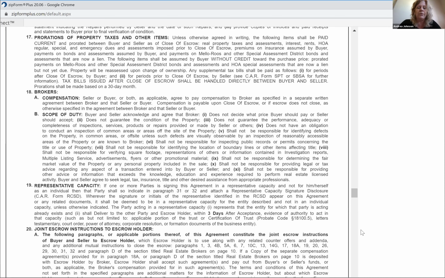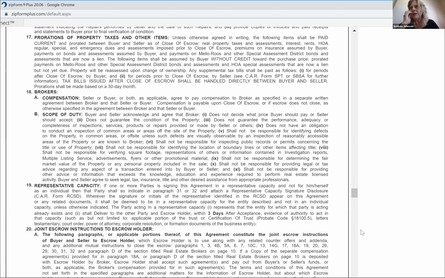Hopefully there's sufficient seller proceeds to cover all of that. This is why you actually read your preliminary title report when you receive it, and don't just check it off the list as one less thing to have to upload or follow up on. So real property taxes and assessments, interest, rents, HOA dues, all of those things are going to be prorated as of the date of close of escrow between buyer and seller.